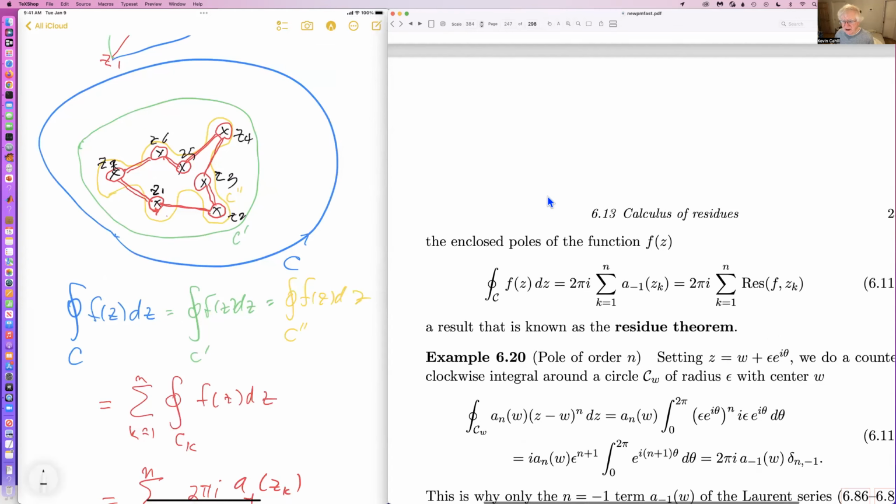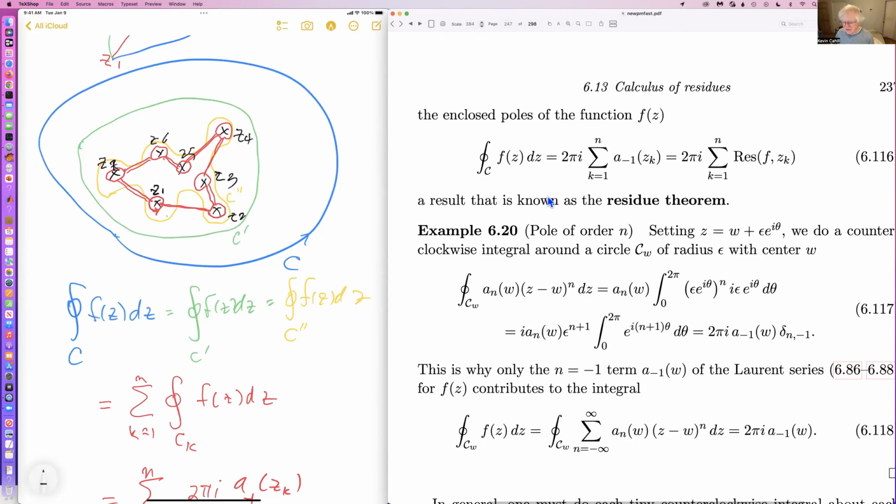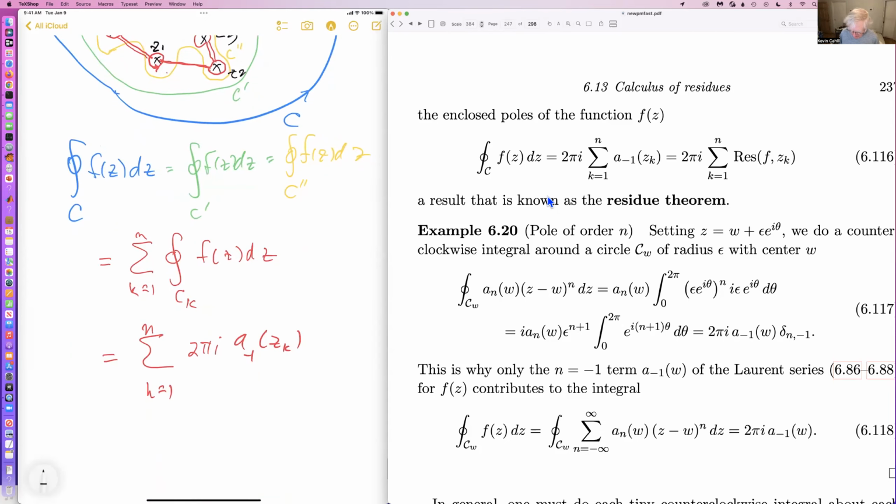All right, I've got it back to 0. This is called the residue theorem. So in other words, what we have here is the sum k equals 1 to n of 2 pi I times what's called the residue of f at zk. And of course, residue is just the integral of the function around zk.